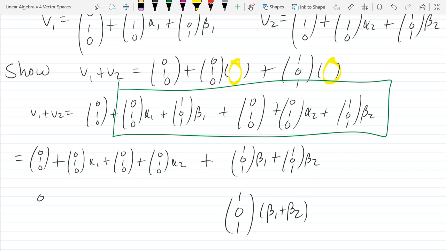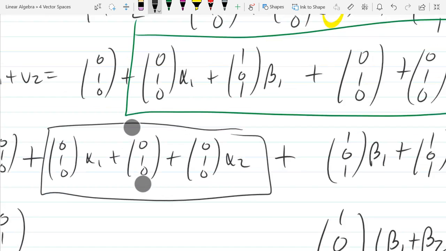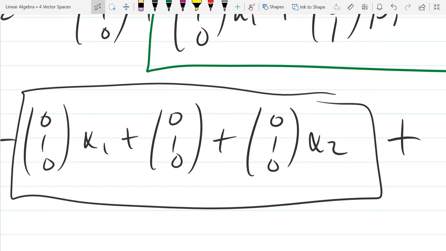Bring that (0, 1, 0) down. Now what we're going to do with the (0, 1, 0) vectors is factor. What scalar is my middle vector multiplied by? 1. It's a little bit silly, we don't normally write this, but I'll write it times 1. So the scalar I'm going to factor out is alpha 1 plus 1 plus alpha 2. So I'm factoring out these three scalars right here.